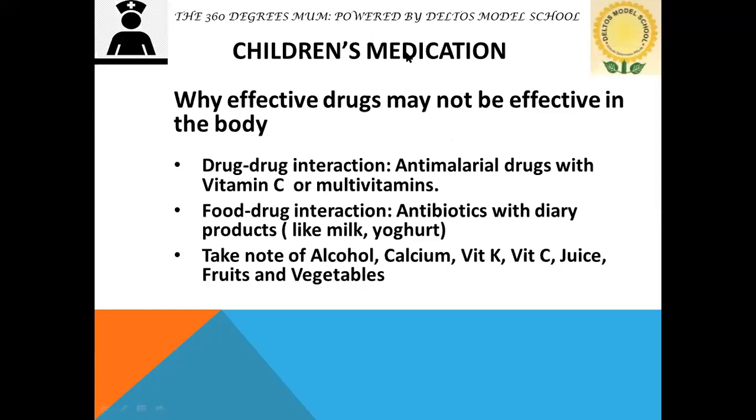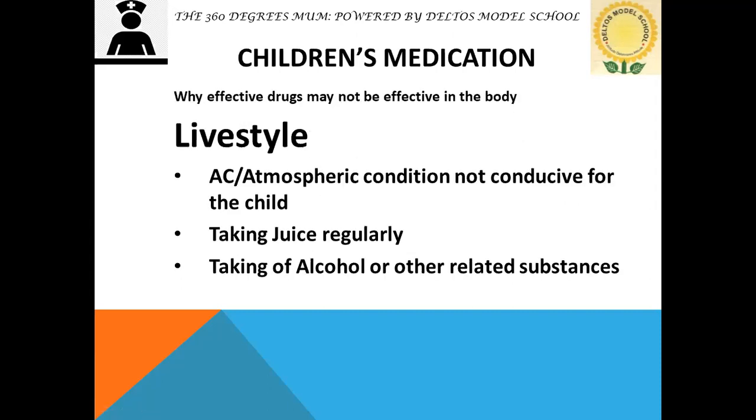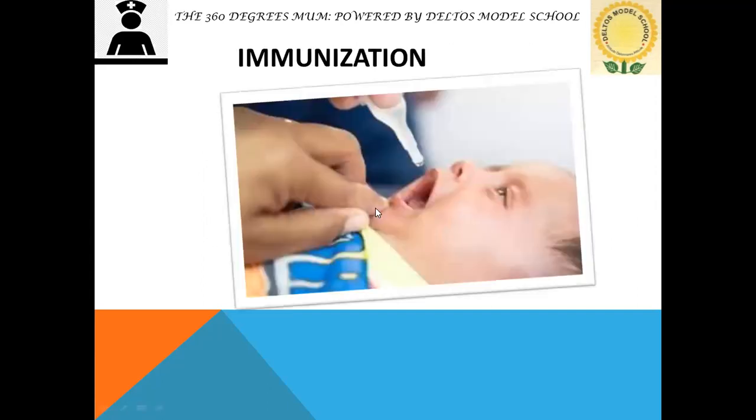So just the way drug interacts with drug, food also interacts with drug. Dairy products can interact with drugs, and food containing vitamins and minerals. Another thing that can make a drug not to be effective is your lifestyle. Your lifestyle can also make a drug not to be effective.